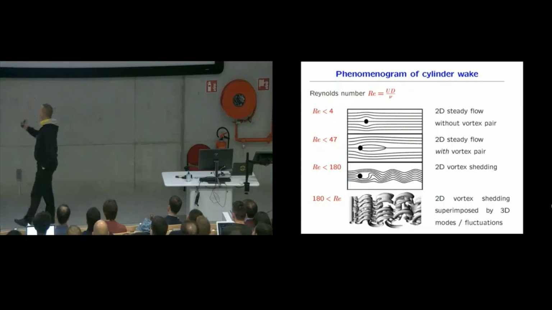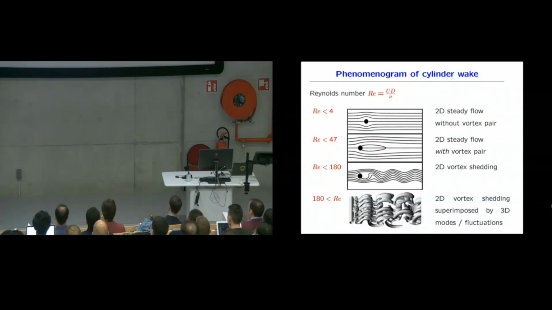So when the Reynolds number is smaller than 4, you have a single separation point. If it becomes larger, then you have a steady vortex bubble. The vortex bubble increases. At some point, you have a supercritical Hopf bifurcation. Oscillation starts. So this is the 2D vortex. Then you see 2D vortex shedding.